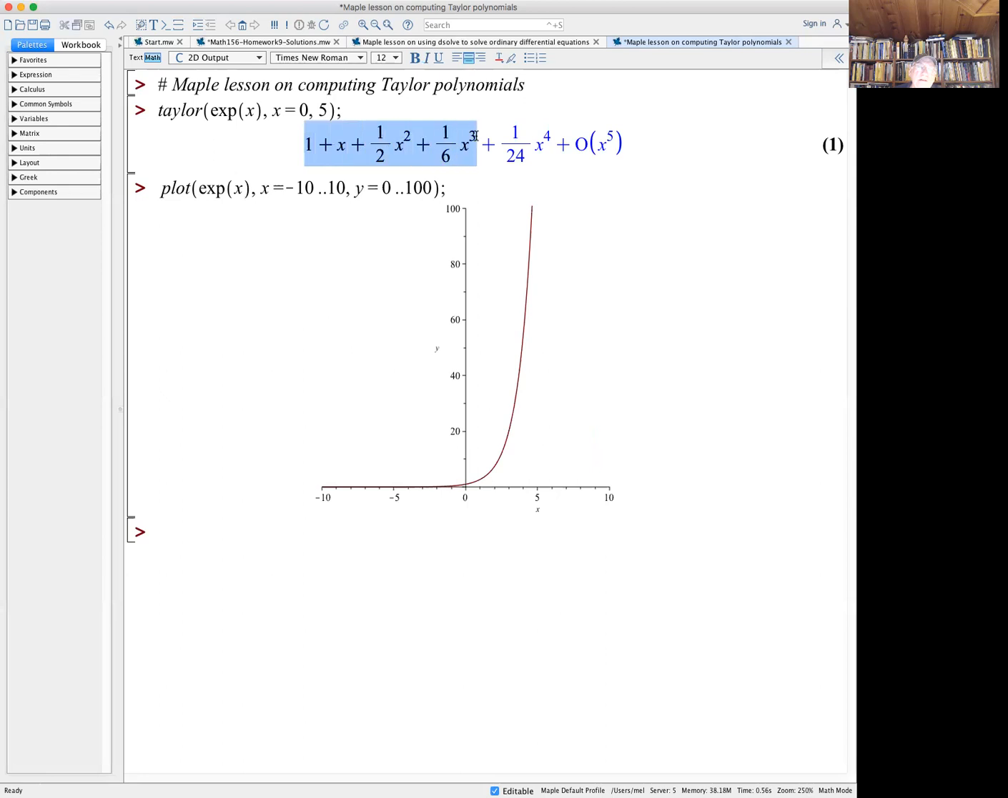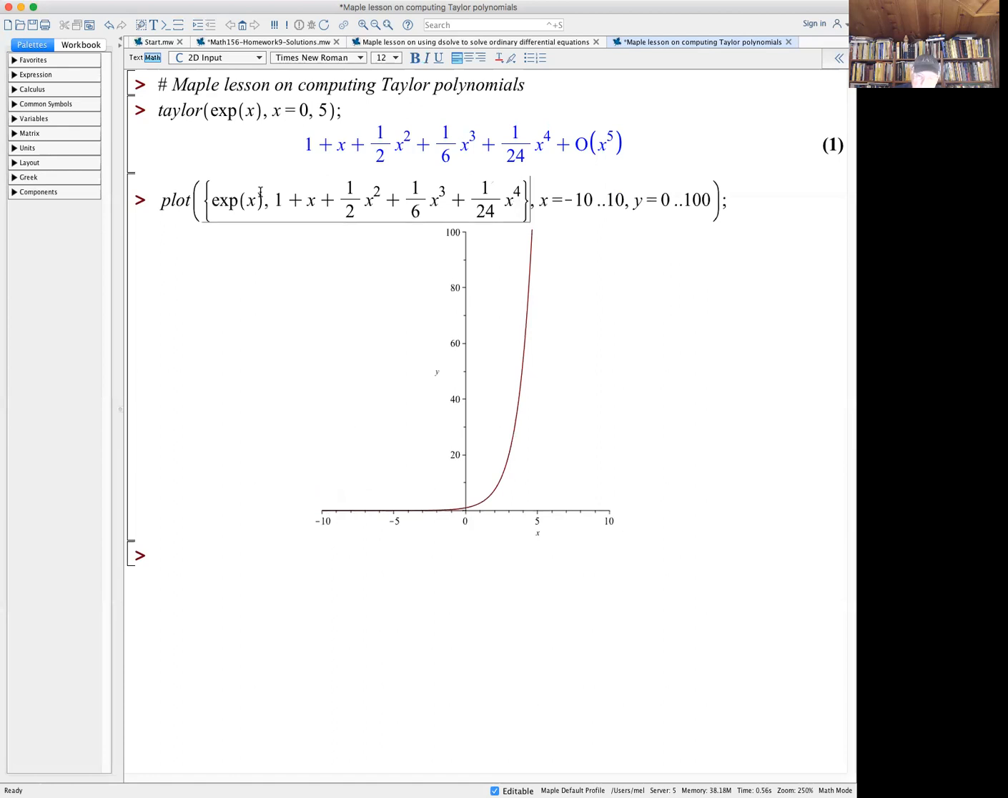Suppose we take this 4th degree polynomial and plot it together with the exponential function. So we're plotting 2 curves, e to the x, and this 4th degree polynomial. What does it look like? Wow. So in this area, the blue and the red, actually, they coincide really well. You can't see them apart.